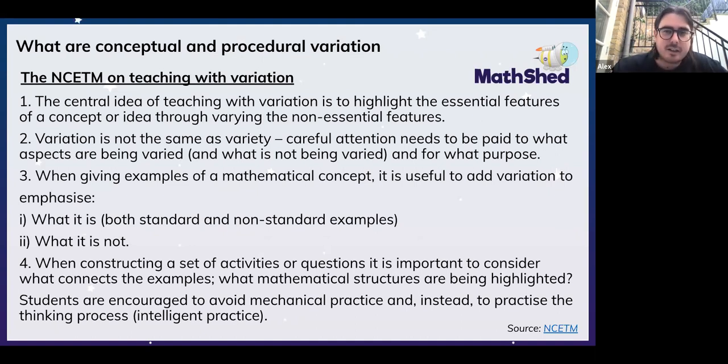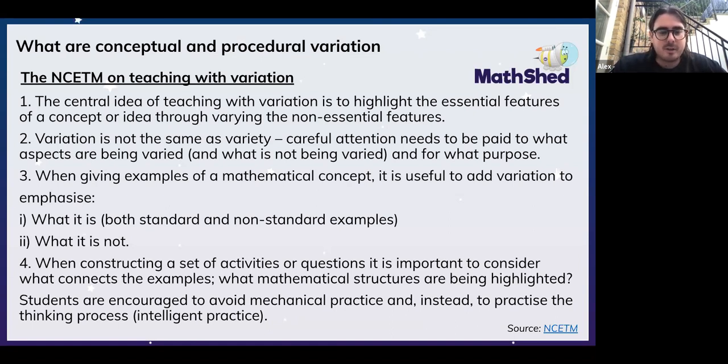So here they state these 4 aims of variation in teaching. So I'll just state them. The central idea of teaching with variation is to highlight the essential features of a concept or idea through varying the non-essential features. This is something I'm going to refer back to later on in this webinar.